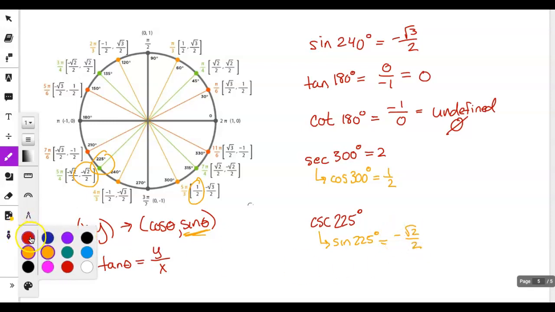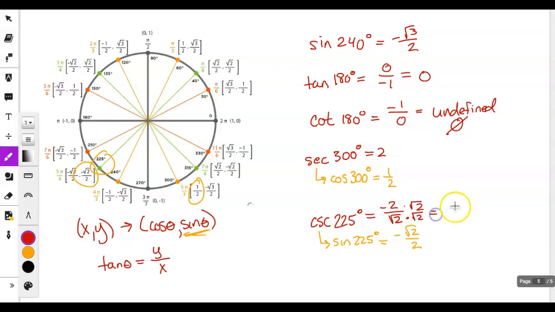And so for the cosecant, I'm going to take the reciprocal. So that would be -2 over the square root of 2. And I'm going to go ahead and rationalize that by multiplying top and bottom by the square root of 2. So that would be -2√2 over 2. And if I simplify that, that would actually just simplify to negative square root of 2.